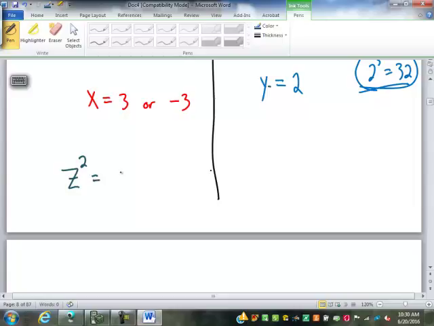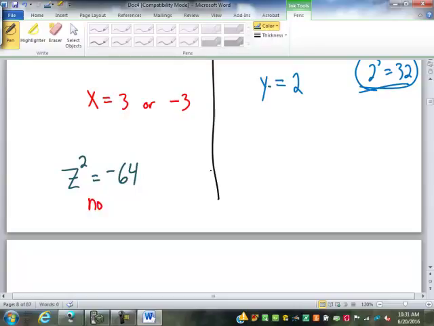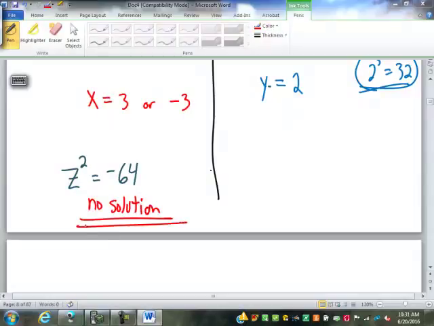If I say z squared equals a negative 64, don't punch it in your calculator though. I want you to look at it for a second and think. What number squared equals a negative 64? Why is there no solution? Yeah, 8 squared is going to be a positive 64. Negative 8 squared is going to be a positive 64. There is no number squared that would give me a negative 64.